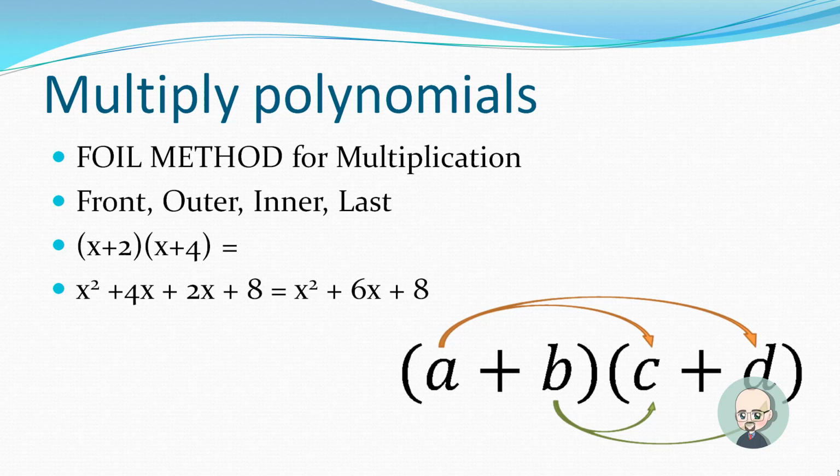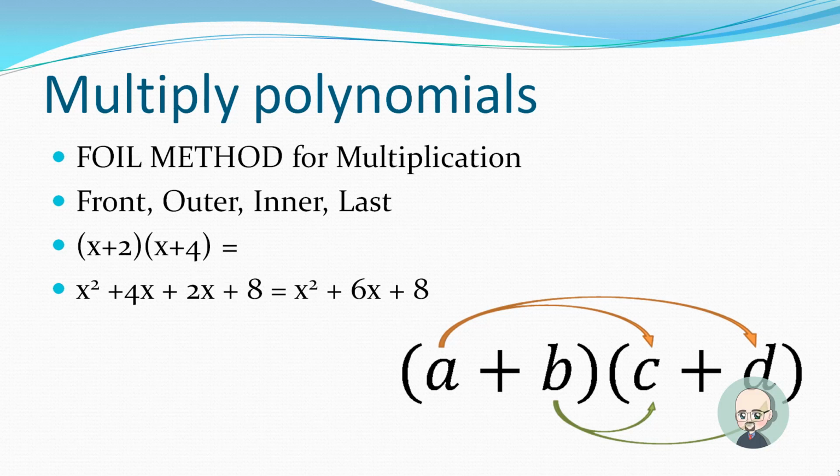Multiplying polynomials. We have the FOIL method for multiplication. That stands for front, outer, inner, last. And you look at the diagram down in the lower right. It's a diagram of that with A, B, C, and D. So when I say front, I mean term A times term C. Outer would be A times D. You see the second brown arrow? Inner would be the two inner terms, which is B and C. Last would be B and D.